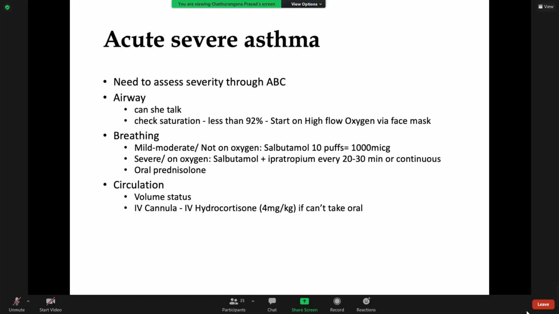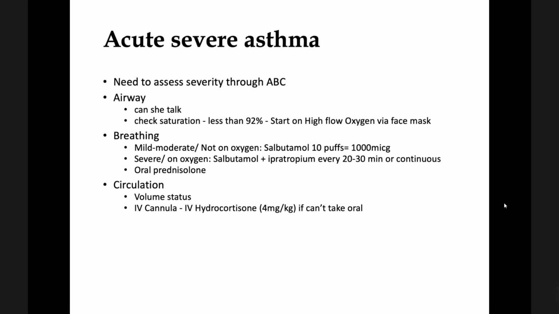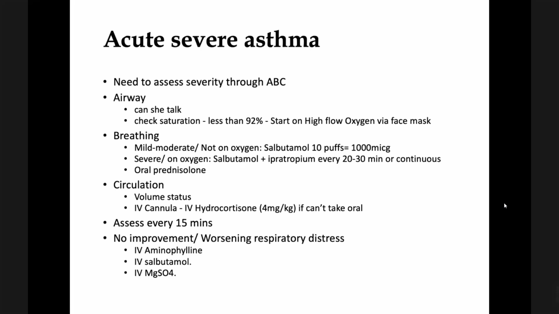Sometimes these children might be dehydrated, so you might need an IV cannula as well as IV fluids. If the child can't take oral, then of course we need to give IV hydrocortisone, same dose as anaphylaxis, 4 mg per kg, right? Which you can repeat every 6 hours. Then these children should be monitored in the room very frequently. Every 15 minutes, you need to document pulse rate, respiratory rate, saturation, right?